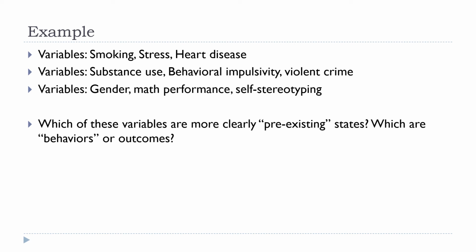In the first example, I think smoking is the why that might help explain a link between stress and heart disease. In the second example, substance use is the why that might explain the link between behavioral impulsivity and violent crime. And in the third example, self-stereotyping is the why that might explain the relationship between gender and math performance. Hopefully you're starting to see a little bit of a pattern here in terms of how you might identify potential mediators in your own study.